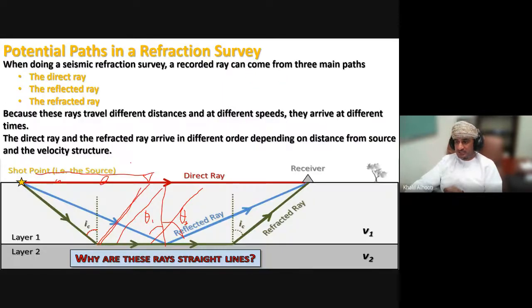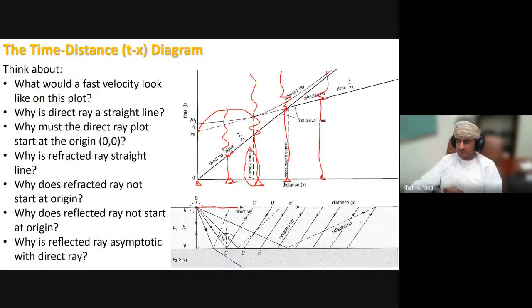Who is the first? This energy is the first. This energy is still the first here. The direct energy is the first. The energy traveling straight from source to geophone is the first.